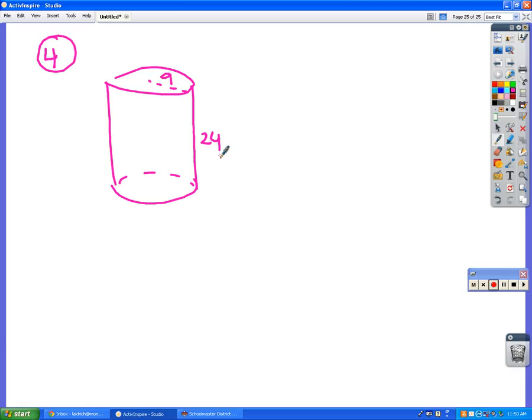What's the formula for the volume of a cylinder? Pi r squared, right, times the height. Okay? So we can take the information that we have right here and figure out the volume of this cylinder directly, right? Because what's the radius? 9. So we can go pi times 9 squared times what's the height? 24. And that's an equal sign, sorry.